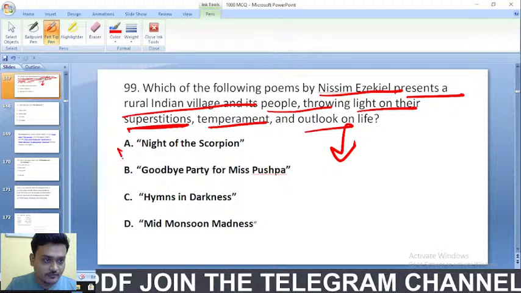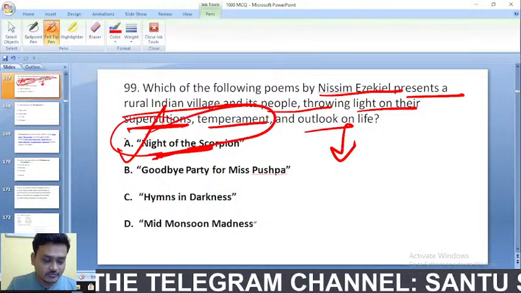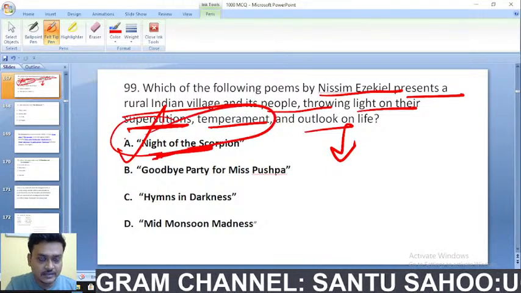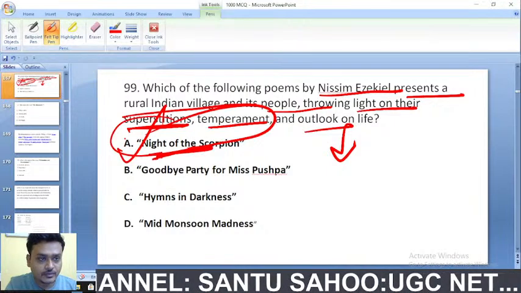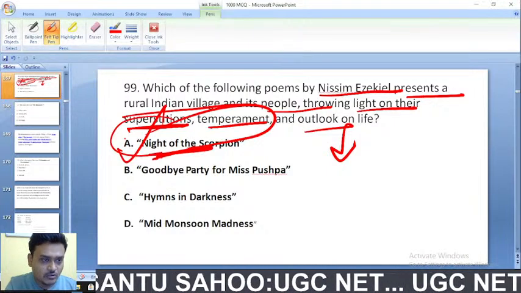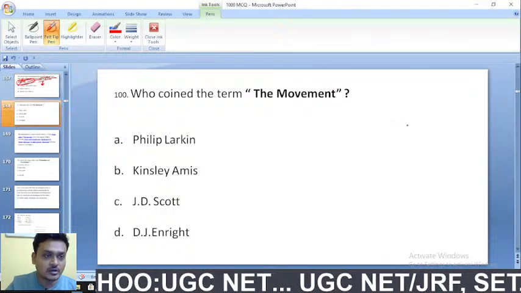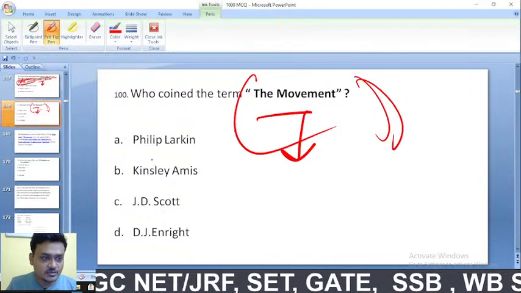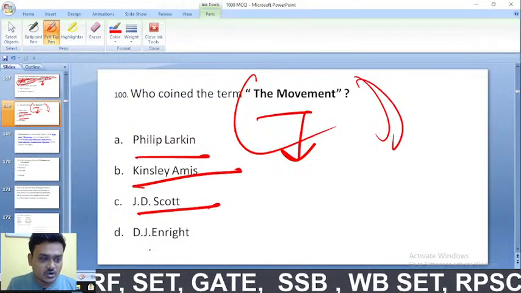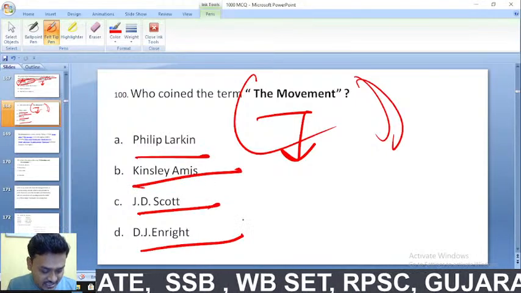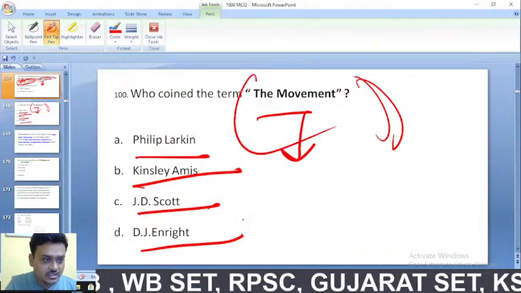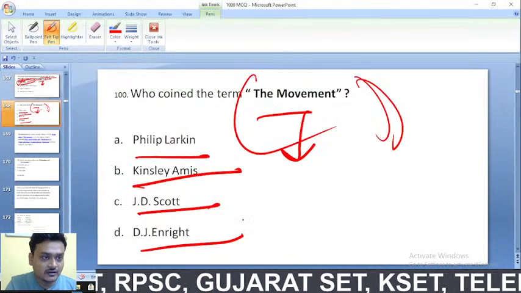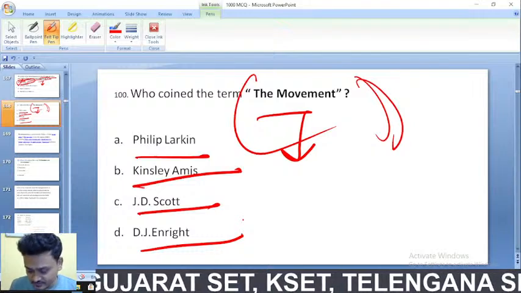Chalo, it's Night of the Scorpion, exactly. Night of the Scorpion is the right answer. Superstitions, temperament and outlook: that is Night of the Scorpion. Exactly, got it. Now, the term The Movement was coined by... this is the movement. Okay, easy one: Philip Larkin, Kingsley Amis, and so on. Who did it? Okay, got it. So here is question number 100: who coined the term The Movement?